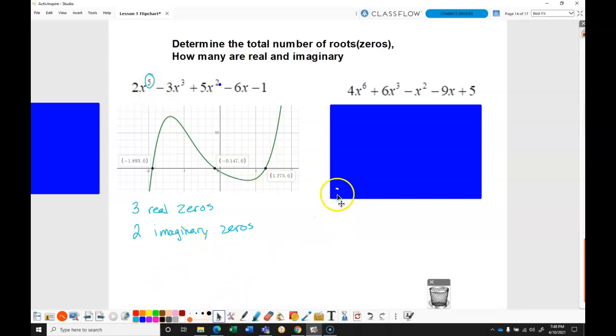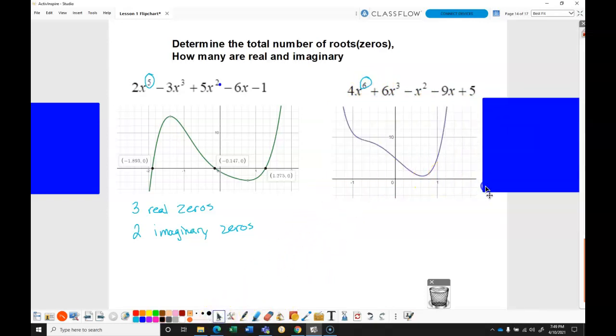zeros. So on this one, I'm expecting 6 altogether, right? So let's see how many we actually find on the graph. We find none on this graph. So there are 6 zeros, but they are all imaginary.